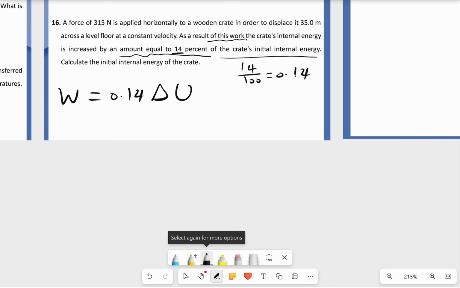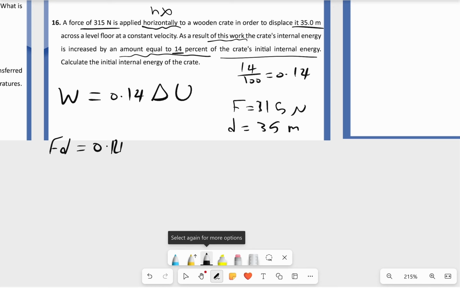Now, we have force. Let's write the givens. F is equal to 315 Newton. We have D, which is equal to 35 meter. Now, just to point out, I cannot use the equation for potential energy. Why? Because it says it is moving horizontally. So we cannot use h because there is no change in the height of the object. It's moving horizontally. Then we have work, which is equal to FD. Then this one is equal to 0.14 delta U.